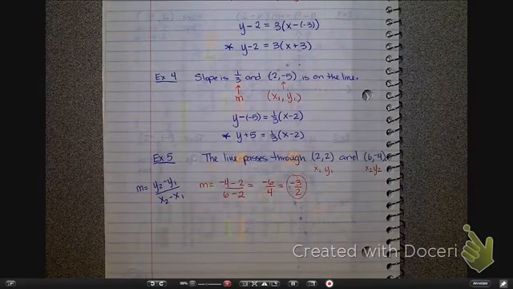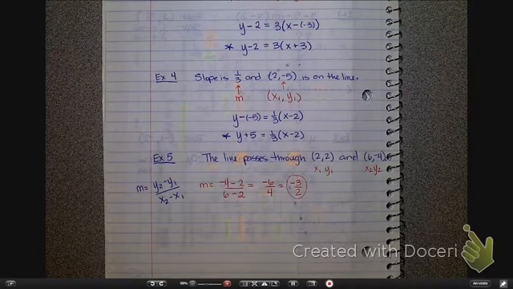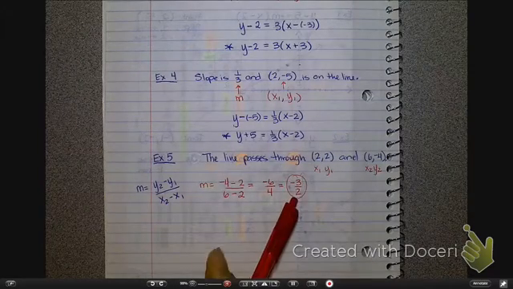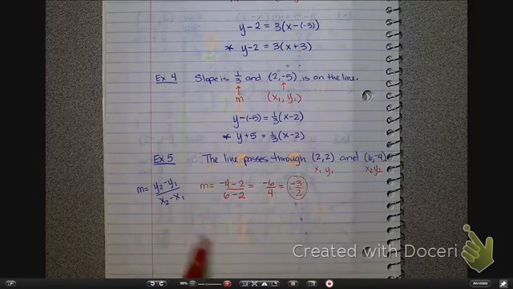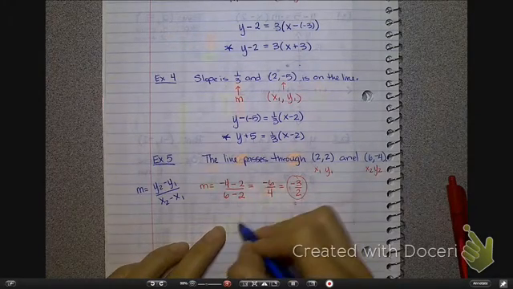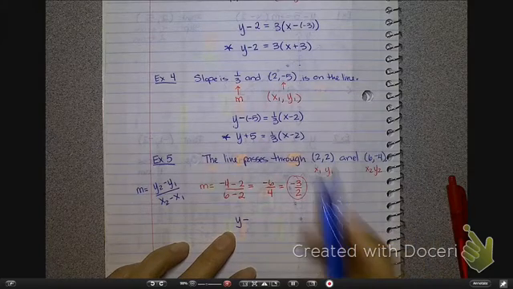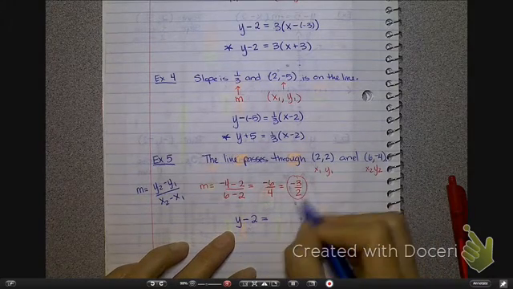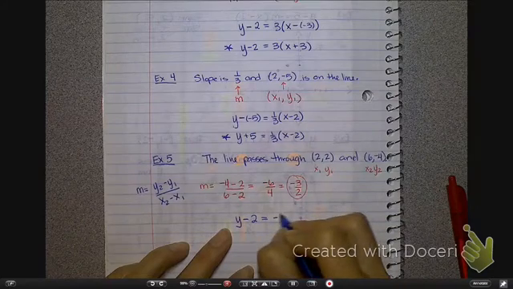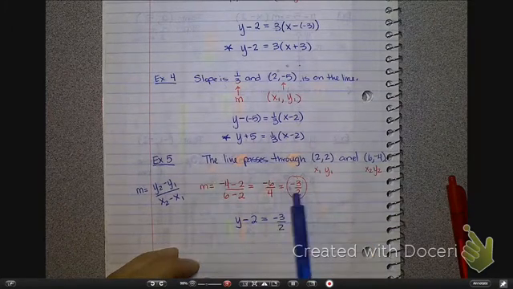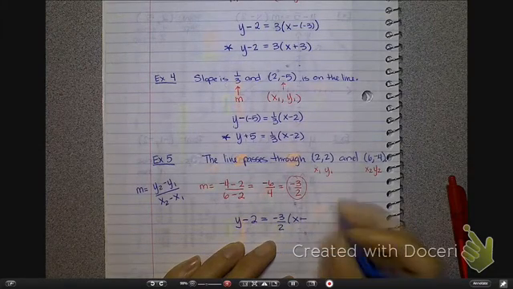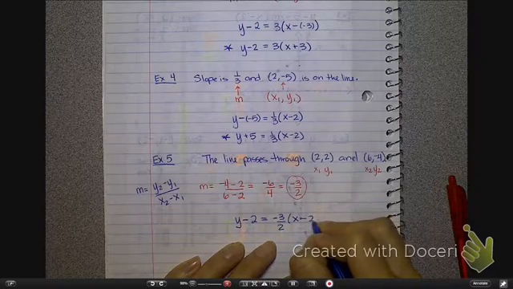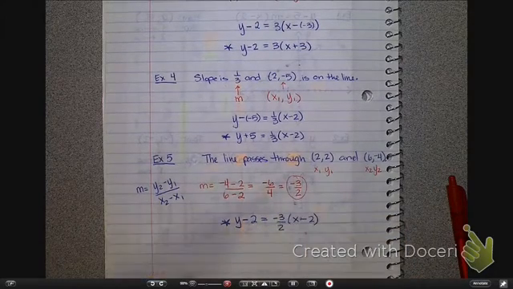Now, are we done with the problem? Is that the answer? No, the problem still wants us to write the equation of the line. So now that I have my slope and now that I have a point, can I now write the equation of the line? Okay, so let's write the equation of the line. Y minus, what was y1? 2 equals m, what was m? Negative 3 over 2, right? I just found what m was. Times x minus, what was x1? 2. Okay, and so there's the answer there.